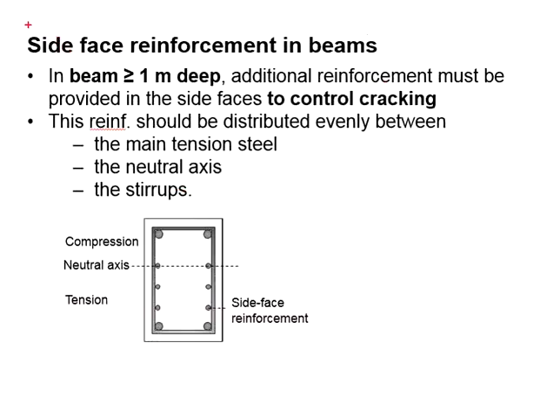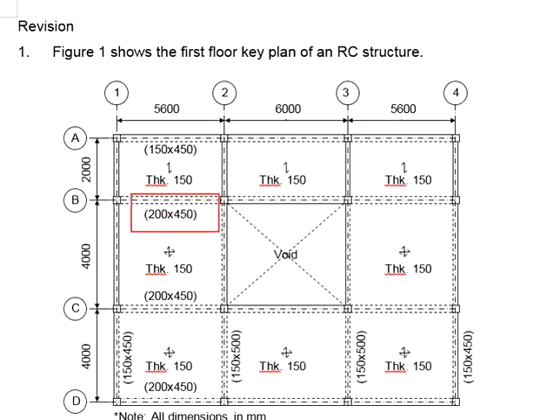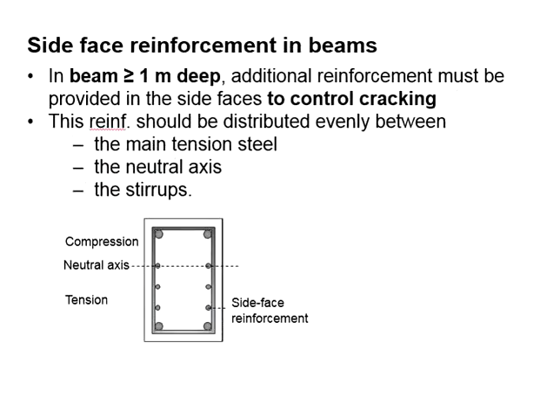The side face reinforcement normally deals with deep beams. The purpose is to control the cracking on the surface of the beam. Now in this example, the height of the beam is only 450. The beam is not really a deep beam. Therefore, the side face reinforcement will not be an issue.